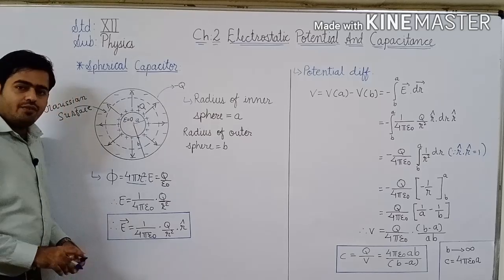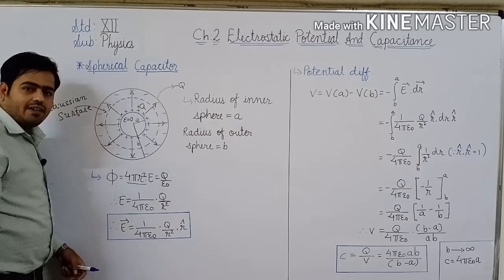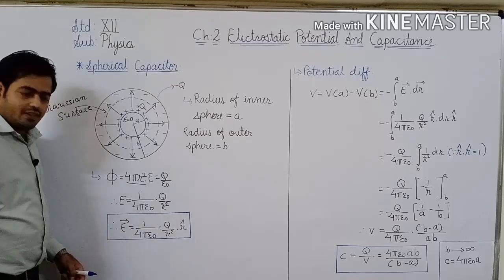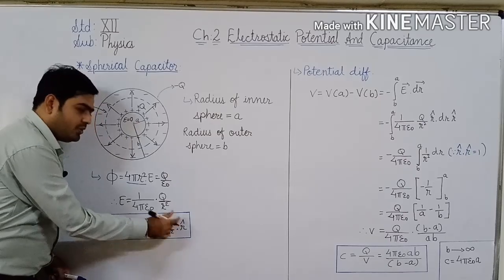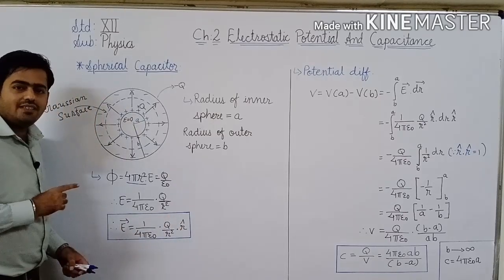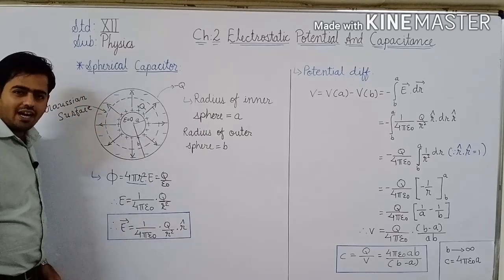Therefore in vector form, if we want electric field, then E vector is equal to, what is the direction of electric field? Electric field is radially outward. So we can write 1 upon 4 pi epsilon naught into q upon r square into r cap, because electric field is in the radial direction, therefore we take r cap, the unit vector.